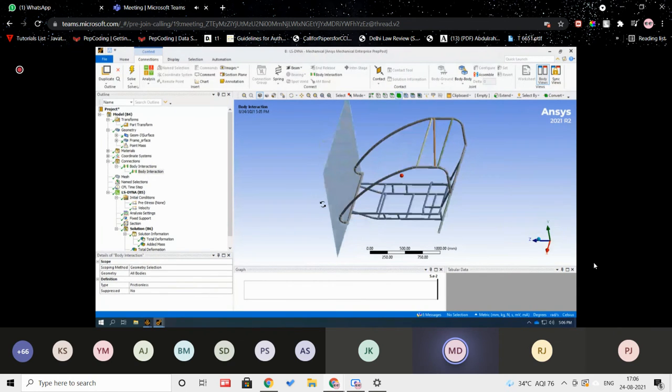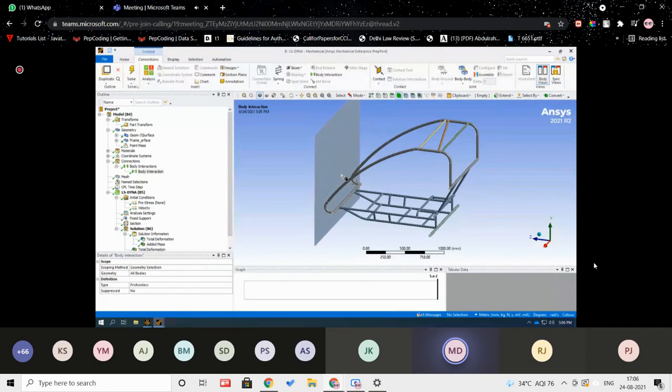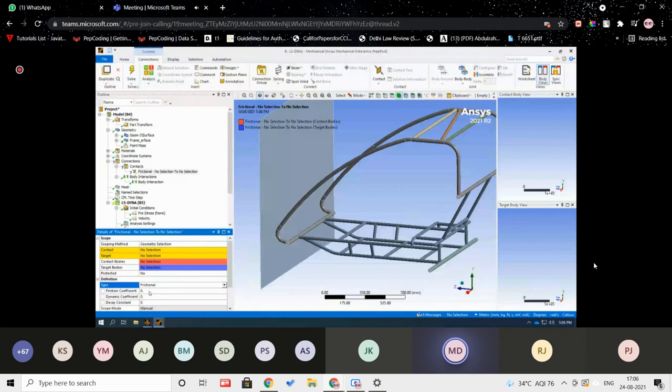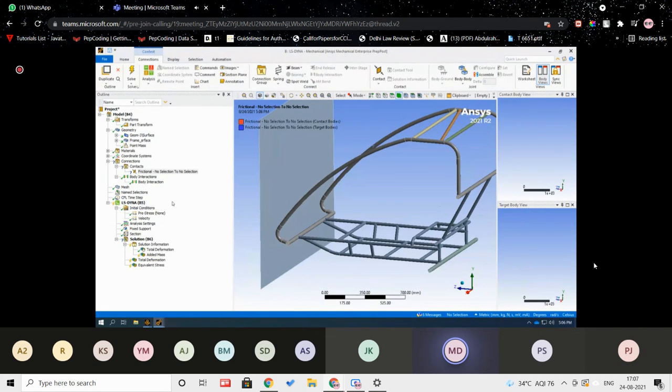Another thing I want to highlight: if you want to understand the force which is transferring between this wall and the frame, you can define one contact between these two separately. You can insert a manual contact region and define it here. You can change the setting from bonded to frictional, and put some frictional coefficient. Then in the end you can extract that result as a force output. So that also you can do.